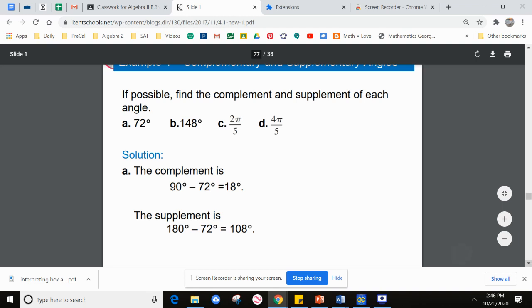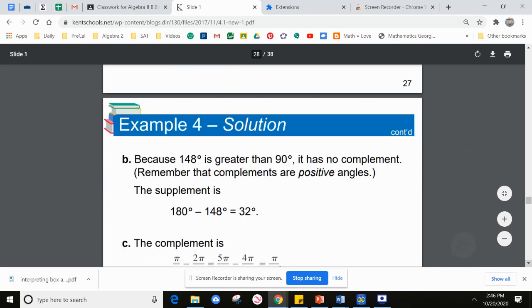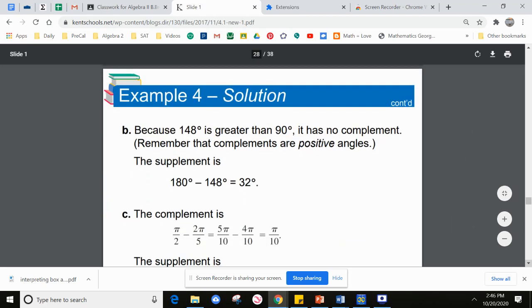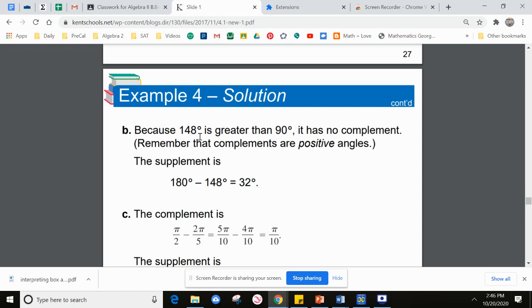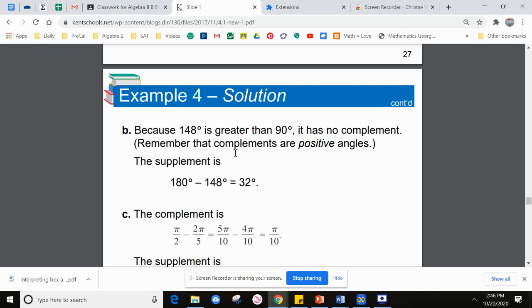Let's look at the next example, and it's giving us 148 degrees. A little bit different beast there. Notice that 148 is greater than 90, so it has no complement. Remember that complements are positive angles. If you try to do 90 minus 148, which is the process to find a complement, you would get a negative number because we'd have to go backwards to get back to 90. So this question has no complement because we have to have two positive angles by definition, and that's not going to happen with 148.